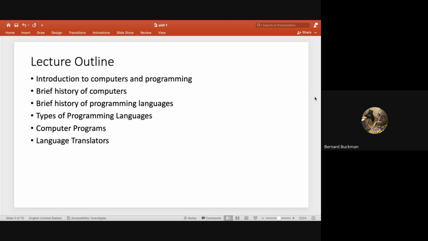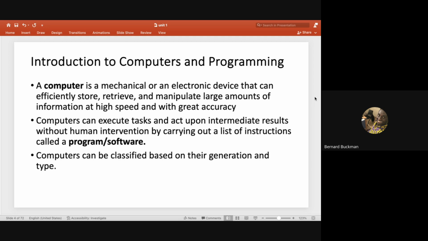In this session, we're going to look at the introduction to computers and programming languages. We're going to look at the history of where modern day computing began from, and then the history of programming languages, some key milestones in programming languages, and types of programming languages, and we'll explain what the various types are. Then we'll look at language translators at the end.